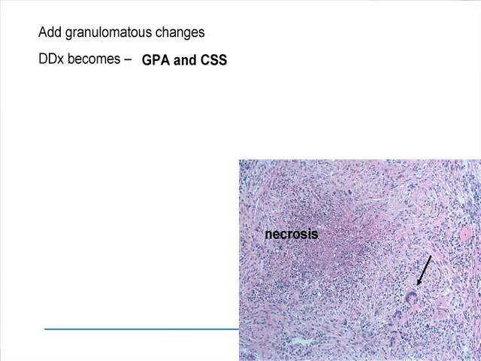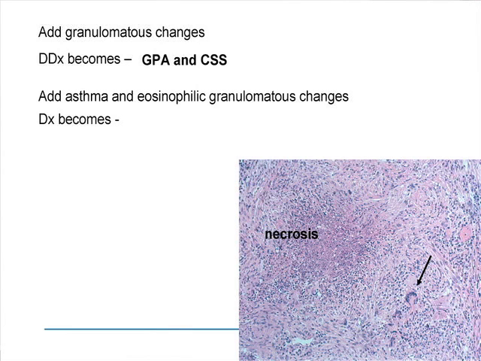It could be within the confines of vasculitis. It could be GPA or Churg-Strauss or MPA. But if there's granulomatous changes, not MPA. It's only GPA and Churg-Strauss. Those are the two granulomatous forms of ANCA-associated vasculitis.